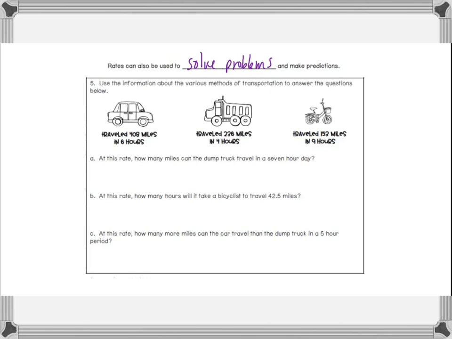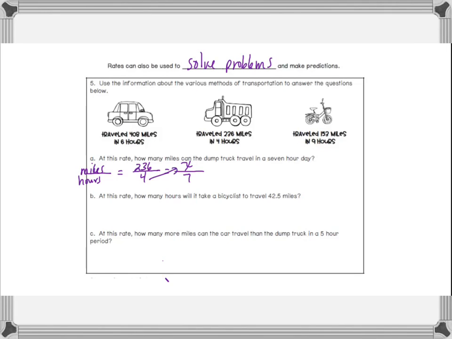So we've got to figure out for A, at this rate, how many miles can the dump truck travel in a 7-hour day? So I'm going to set up the skeleton of my proportion here. And I know that I am comparing miles to hours, because that's what this problem is talking about, miles and hours. And we know that the dump truck traveled 236 miles in 4 hours. So we need to figure out for 7 hours. So my unknown is the miles.